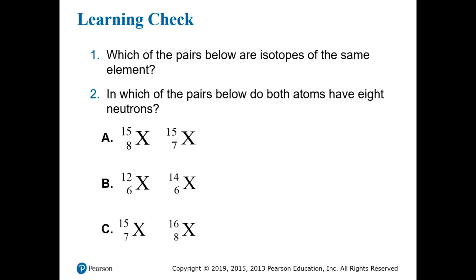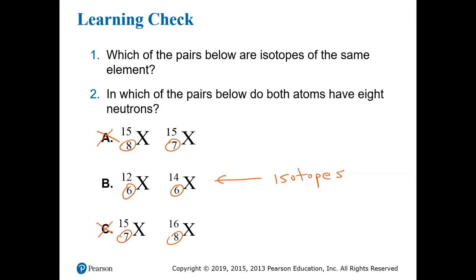Now, the first question is relatively easy because we're talking about isotopes of the same element, and the thing that 2 isotopes will have in common is the atomic number, the number of protons. So we just look at the symbols and see which pair has the same atomic number for both, and that's the lower number. In A, we have the first one with atomic number 8 and the second with atomic number 7, so it can't be A. In B, they do both have atomic number 6. So for B, they must be isotopes. C, again, we have different numbers, 7 and 8, and so it can't be C. So these are isotopes.